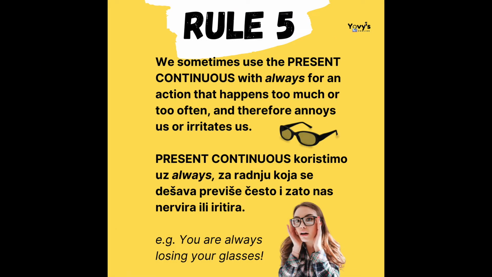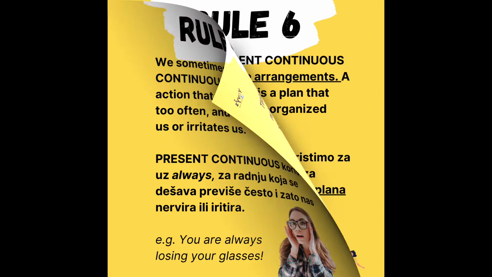Generally, always is used with the present simple tense, but sometimes we use the present continuous tense with always for an action that happens too much or too often and therefore annoys us or irritates us. For example, we can say, you are always losing your glasses.